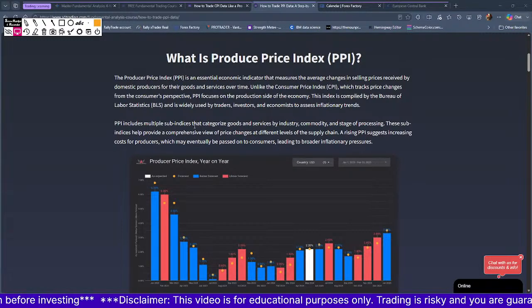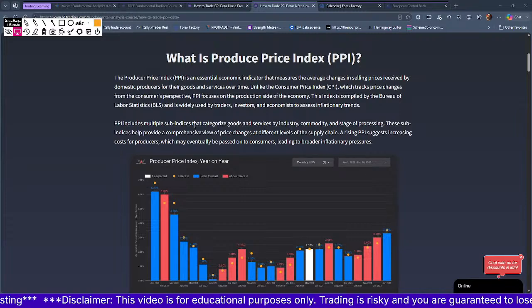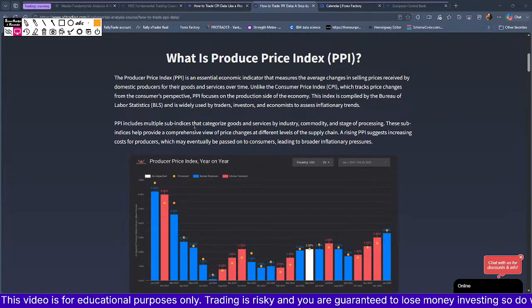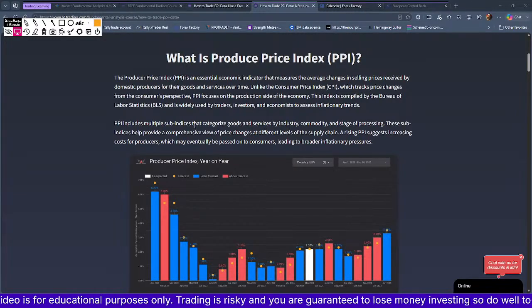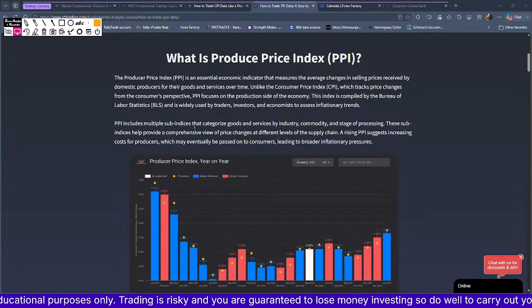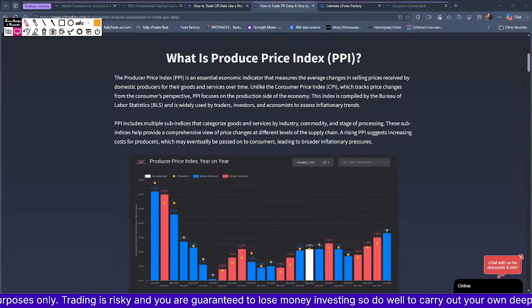PPI includes multiple sub-indices that categorize goods and services by industry, commodity, and stage of processing. These sub-indices help provide a comprehensive view of price changes at different levels of the supply chain. A rising PPI suggests increasing costs for producers, which may eventually be passed down to consumers, leading to broader inflationary pressure.